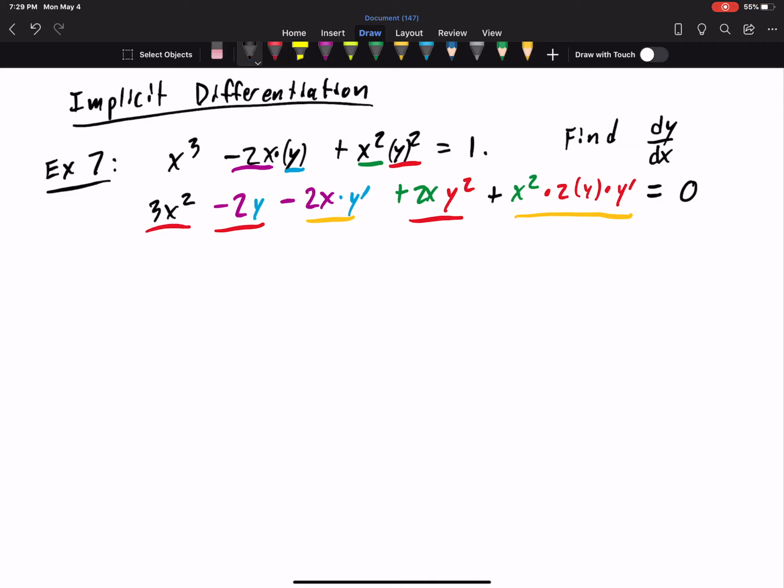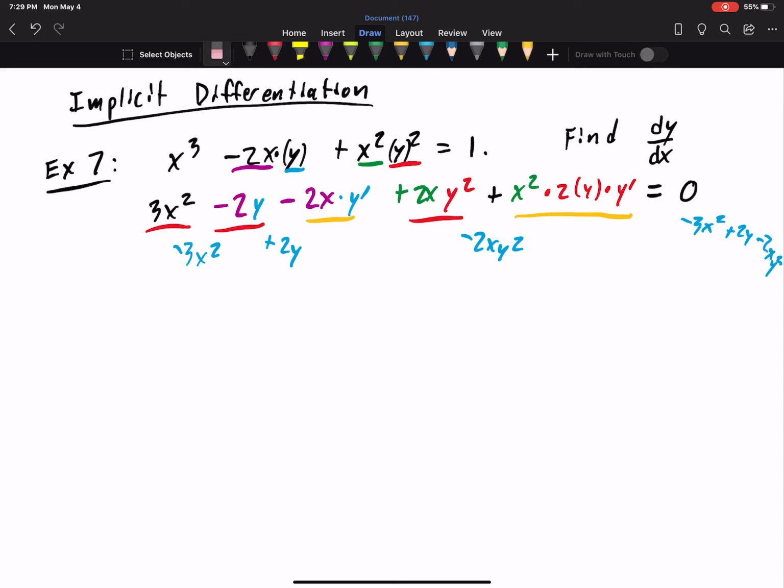Okay, so we're going to subtract from both sides all the red stuff. So minus 3x squared. We'll add on a 2y, and we'll subtract away a 2xy squared. We'll do that from both sides. So we have minus 3x squared plus 2y minus 2xy squared. Try to squeeze it all in there. You'll see it in the next step.